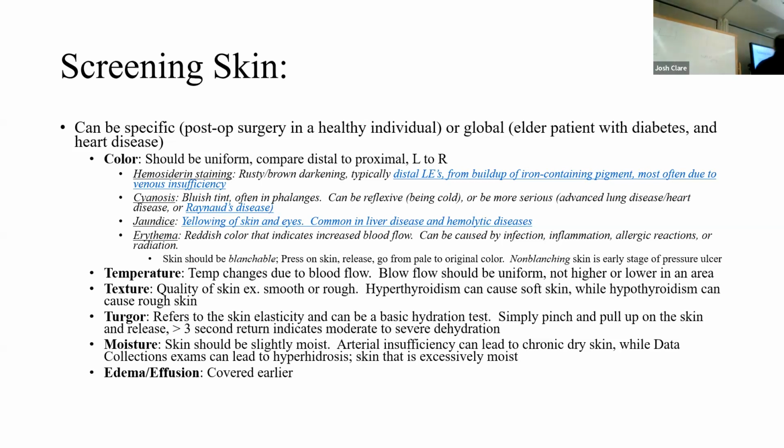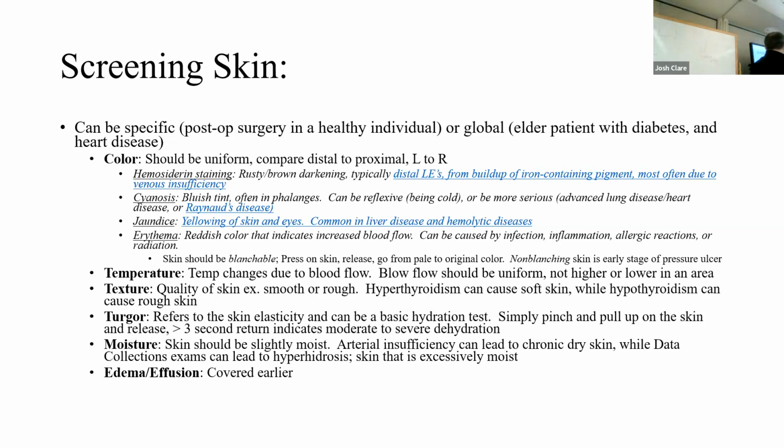Texture, quality of skin, is it smooth or rough? Hyperthyroidism causes soft skin. Hypothyroidism will cause rough skin. Turgor is that basic hydration test. I think you guys didn't have gloves when I was wearing gloves. So that's the test. You gather some skin. We don't pinch, we gather, right? So we gather skin, let it go. If it recoils within 3 seconds, that's the basic hydration test. If it stays puckered up, that's a sign of dehydration.